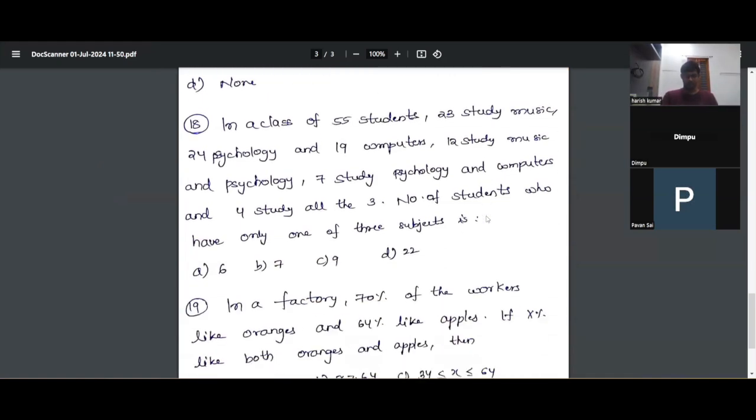All right. 18th question. In a class of 55 students, 23 study music, 24 psychology and 19 computers, 12 study music and psychology, and 4 study all the 3. Number of students who have only one of 3 subjects is.